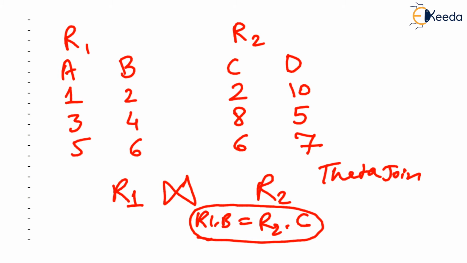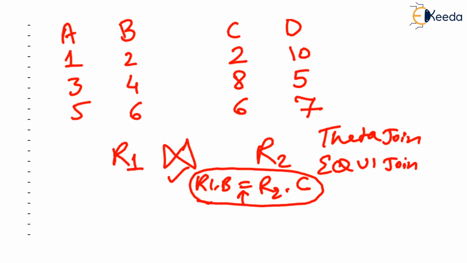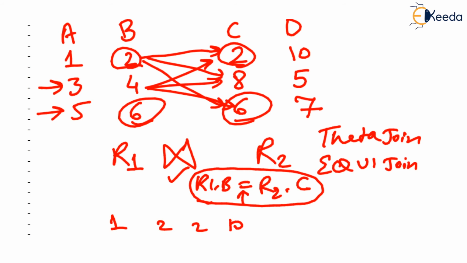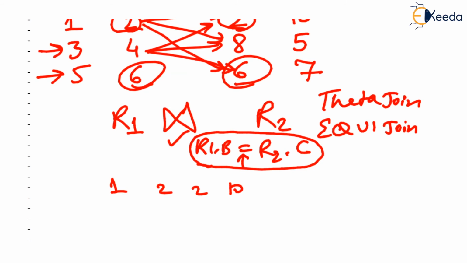But you will say that this is also qualified to be equijoin because the comparison operator here is equal to. So what will be the result after joining R1 with R2? Well, you know that this row is joined with these three rows, and wherever B matches C, only those rows will be shown. So the first row will be 1 2 2 10. Now even the second row of R1 will be joined with all three rows, but nowhere is a match found between B and C. And for the third row, 5 6, you can see that B matches C only for the rows which I have encircled. So the result will be 5 6 6 7. These are the values of A, B, C, D.